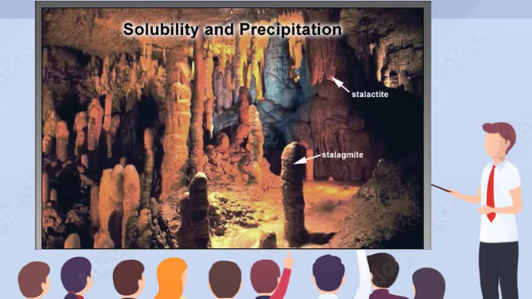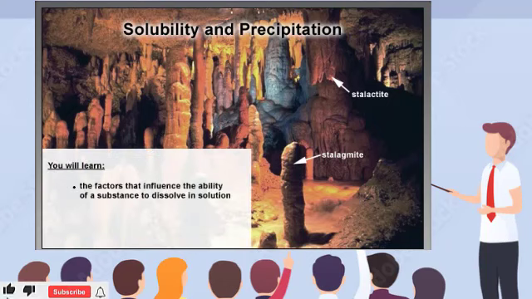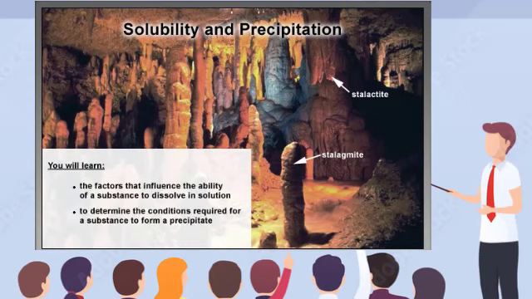The principles of chemistry that explain the formation of these deposits, solubility and precipitation, are the topics of this program. In this program, you will learn the factors that influence the ability of a substance to dissolve in solution. In addition, you will be able to determine the conditions required for the substance to form a precipitate. When you are familiar with the formation of solutions and precipitates, you will see 4 processes used in science and industry to isolate substances from mixtures.